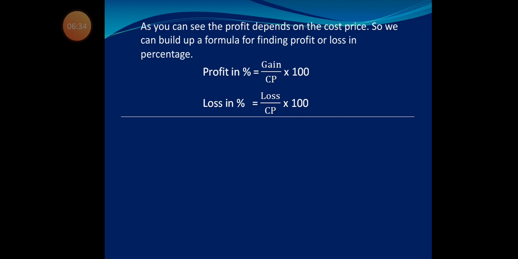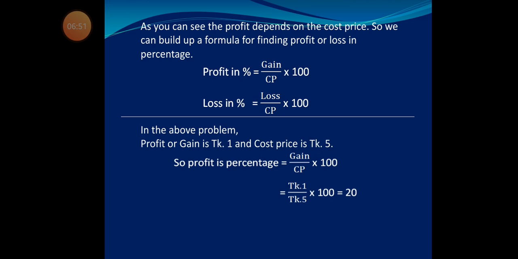Okay, let us see our previously solved problem by the above mentioned law. In our previous problem, profit or gain was taka 1 and the cost price was taka 5. As the formula goes, profit in percentage is gain over CP times 100. Here the gain is taka 1 and your cost price is taka 5. Then 1 divided by 5 times 100 is 20. That means the profit is 20%. That's simple.